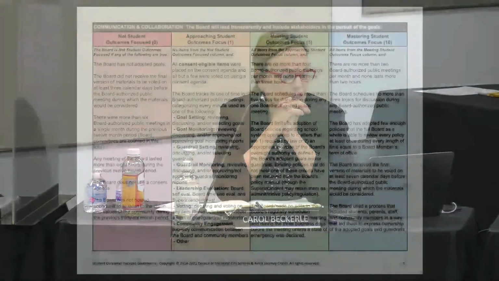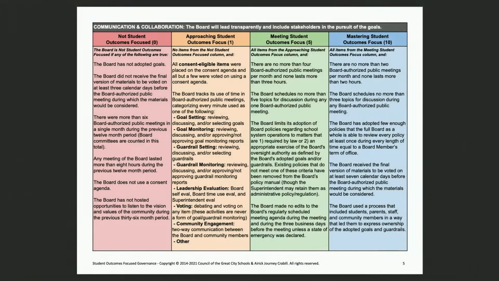Required by law, that's kind of obvious. It's one that you can't delegate. Or maybe it's not that obvious, but my understanding is that it means you can't delegate it. But the second one, an appropriate exercise of the board's oversight authority as defined by the board's goals or guardrails. That seems to be suggesting that you're only supposed to have policies that are implementing the goals and the guardrails.